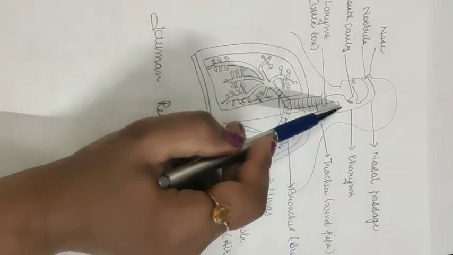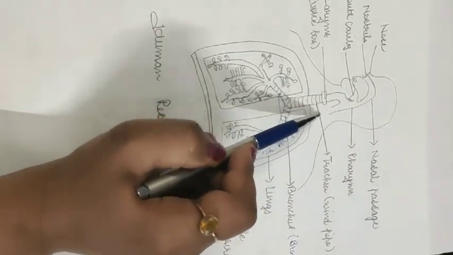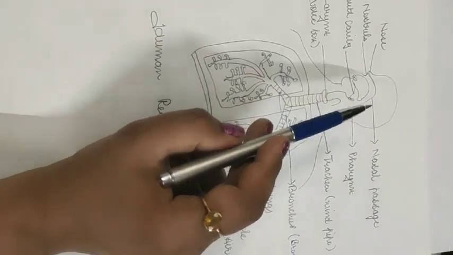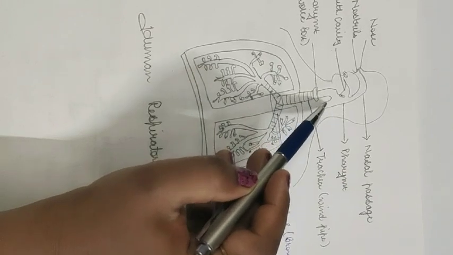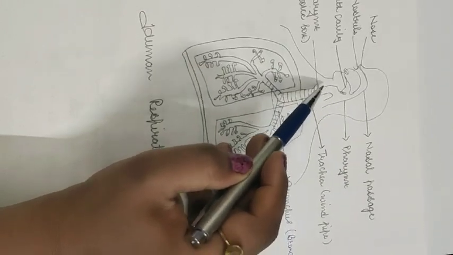Okay, so here this is the food pipe. Okay, the pharynx is connected with the food pipe. And you have learned that we have two pipes, one windpipe and one food pipe.